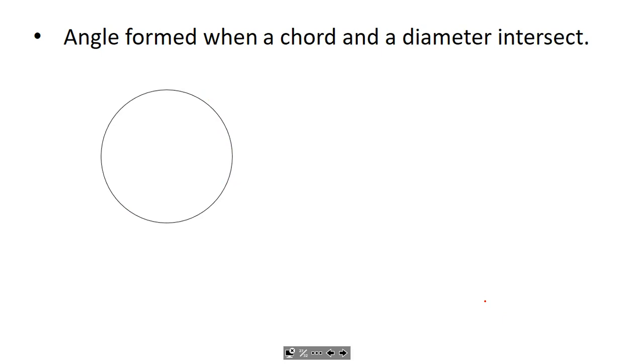Then we have an angle formed when a chord and a diameter intersect. So here we go again. We've got a chord and a diameter. Now, if we know that these are congruent, it bisects it, then we know that it's at a right angle, right? And we can use, again, Pythagorean theorem to solve because we have a right triangle there. Remember also that all radii in a circle are congruent.